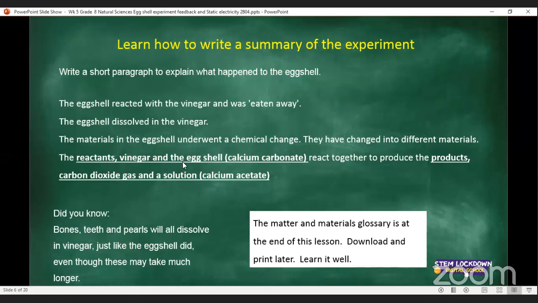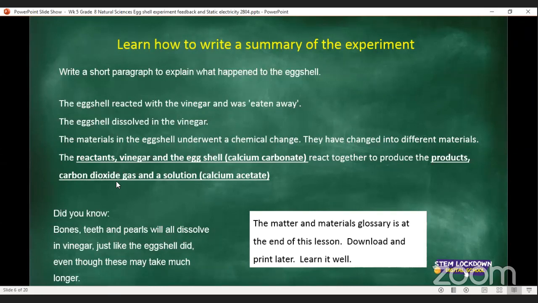If we have to put it into reactants and products, then we're going to say the reactants were the vinegar and the eggshell. The eggshell is called calcium carbonate, but if you don't put this word, it's fine, no problem, as long as you put the vinegar and the eggshell, and you say it reacts to produce the products. And the products are basically carbon dioxide gas.